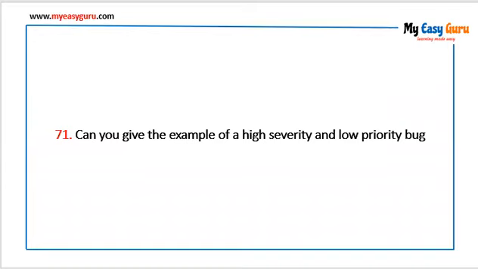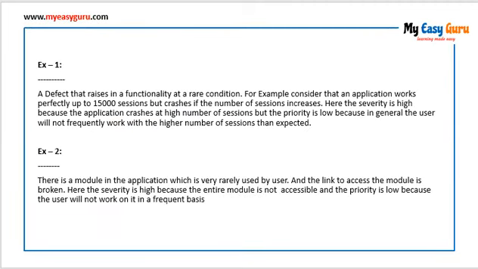Now, question number 71. Can you give the example of high severity and low priority bug? So we have two examples. A defect that raises in a functionality at a rare condition. For example, consider that an application works perfectly up to 15,000 sessions but crashes if the number of sessions increases. Here, the severity is high because the application crashes at a higher number of sessions, but the priority is low because, in general, the user will not frequently work with the higher number of sessions than expected.